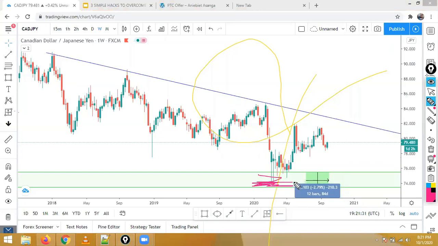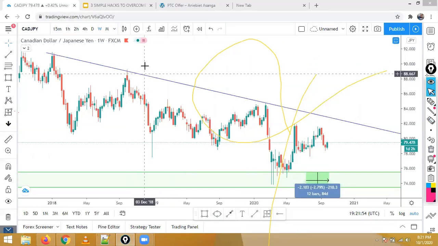So the big boys, the big players, had their positions, their buy orders down here. So they picked up their buy orders after this manipulation and started moving to the upside, and they are all in profit. Whereas you might have been stopped out, because your stop loss will be very tight there.